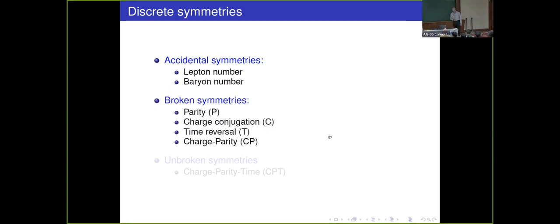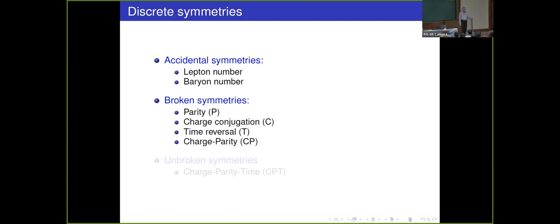There are some symmetries which are discrete, which we know are broken. So we know, for example, that parity symmetry is broken, charge conjugation symmetry is broken, time reversal symmetry is broken, and the CP symmetry, which is often called charge parity, which is actually charge conjugation parity, is also broken. And we will spend a lot of today's time discussing the charge parity symmetry, but we'll also perhaps go through some part of parity symmetry.